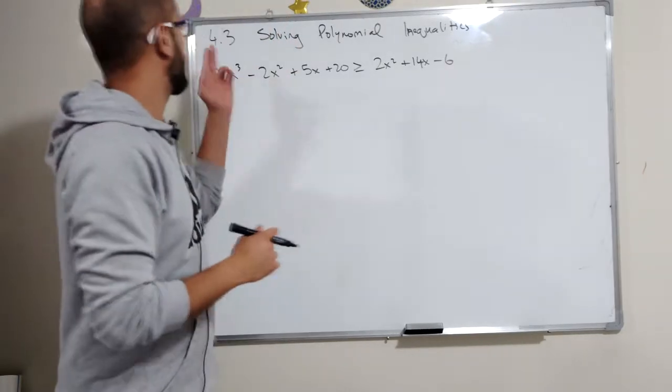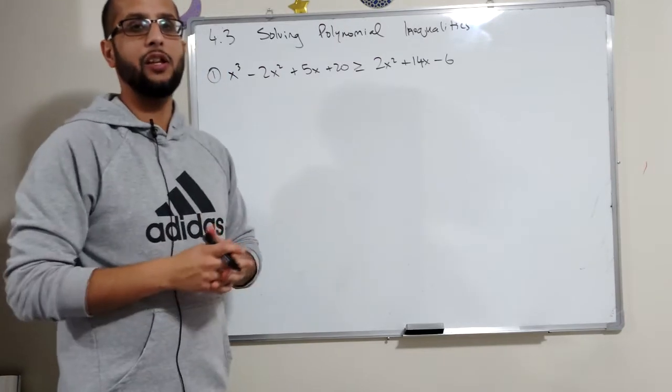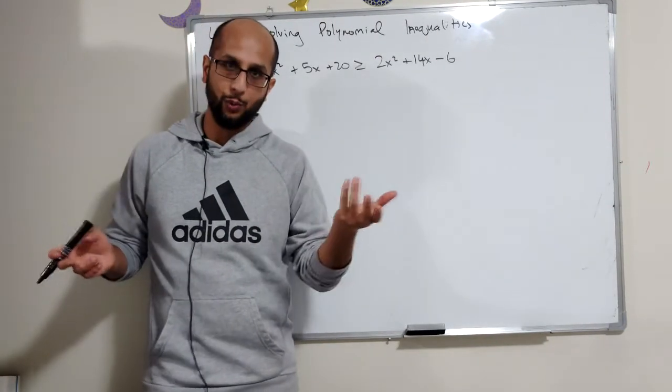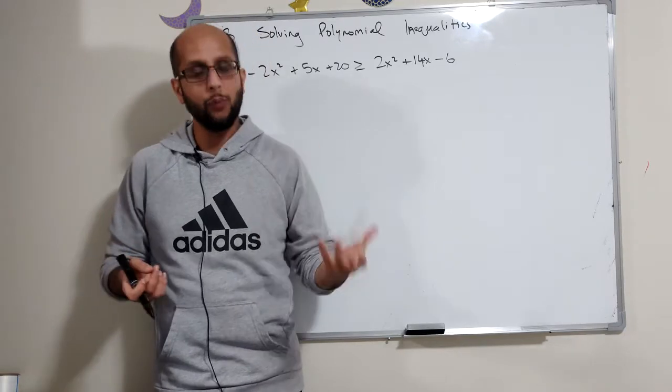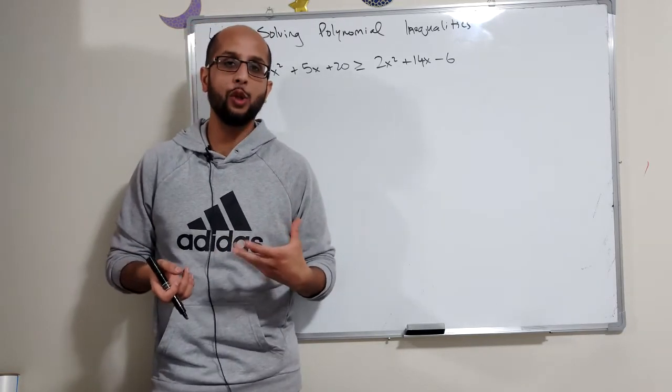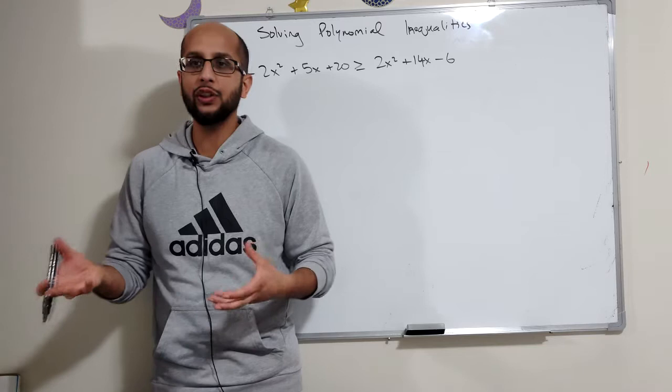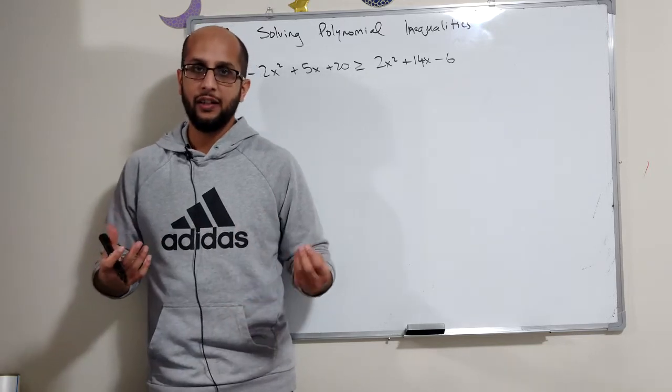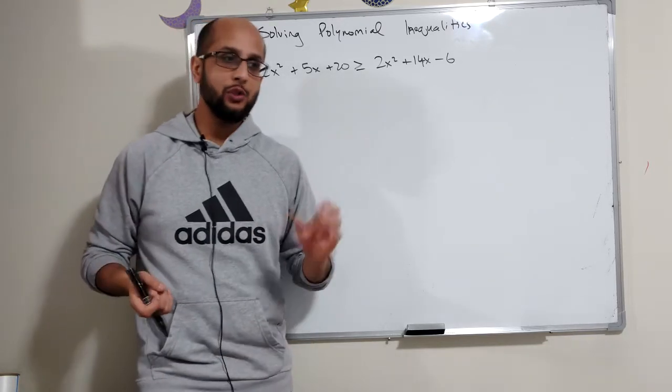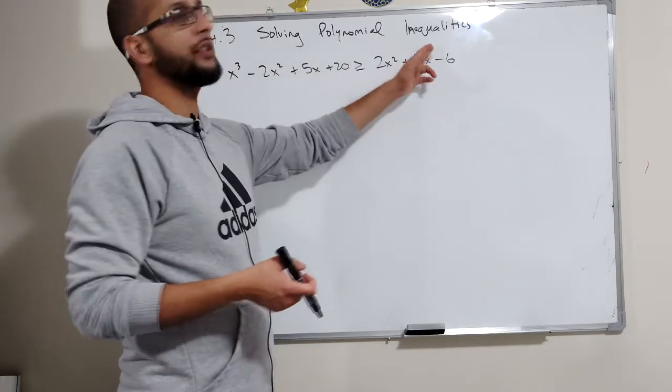Let's start with 4.3, solving polynomial inequalities. We're going to now be combining 4.1 and 4.2. In 4.1, we looked at how to solve polynomial equations. In 4.2, we looked at how to solve inequalities. Now, we're going to be looking at how you solve a polynomial inequality.